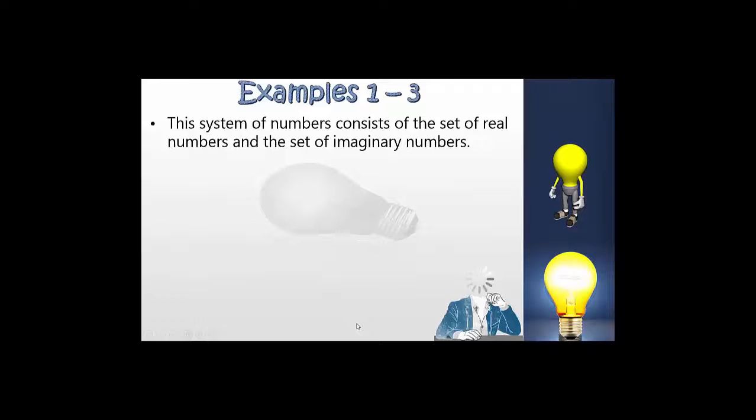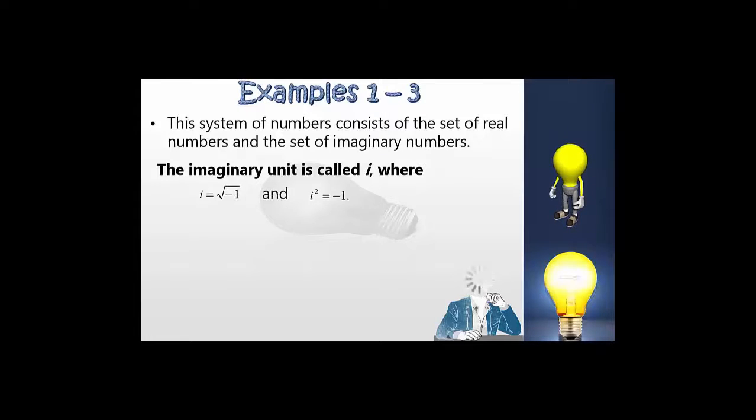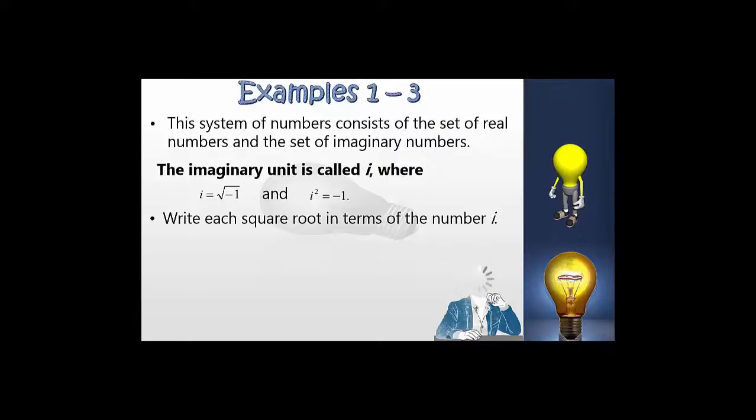So this system of numbers consists of real numbers and the set of imaginary numbers. So remember, the imaginary unit is called i, where i is equal to the square root of negative 1, and i squared is equal to negative 1. And we write each square root in terms of the number i.